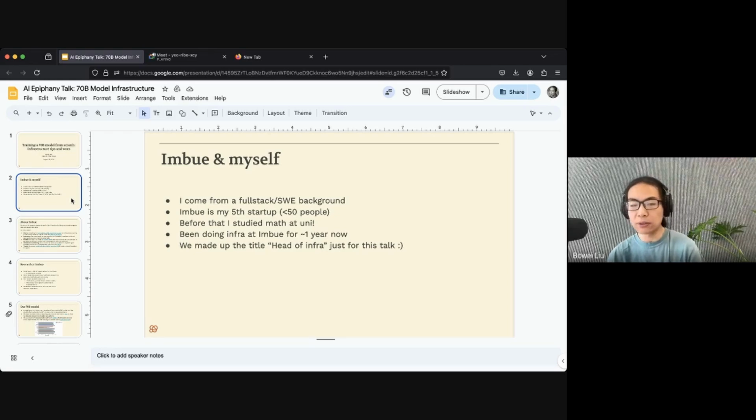So I joined roughly a year ago. I've been doing infrastructure here for around a year, mostly, honestly, setting up the infrastructure needed for our 70B model. And my educational background before that is I actually studied pure math at university. I was on a PhD track actually before I dropped out to do startups and ML AI stuff.